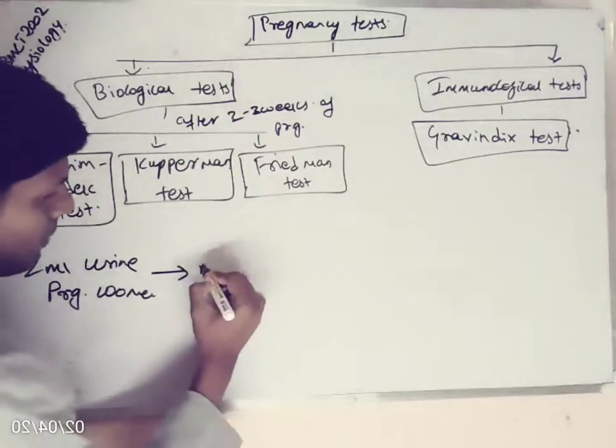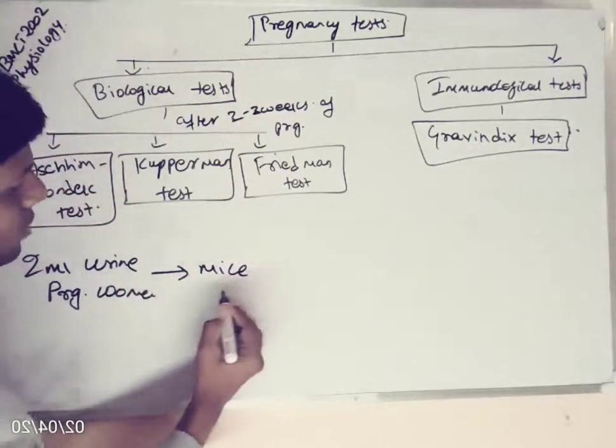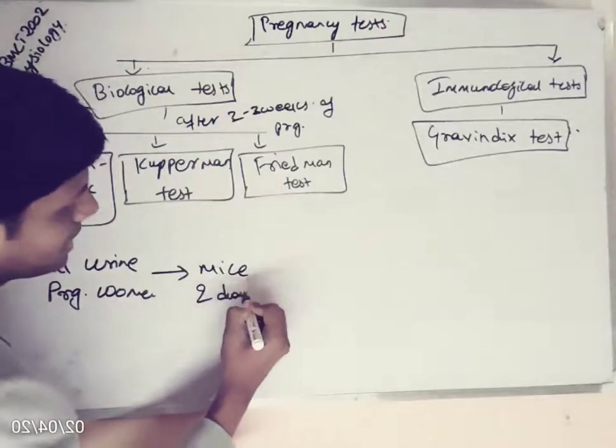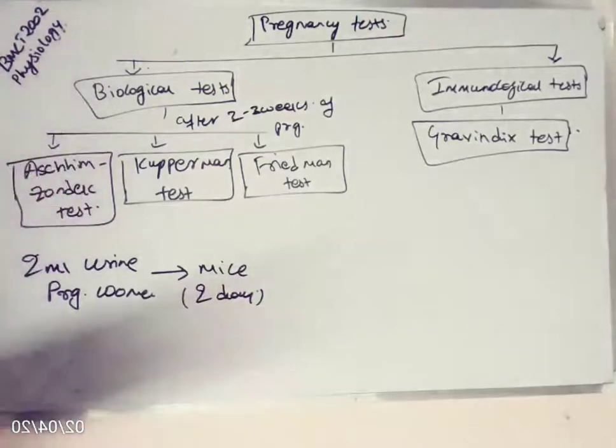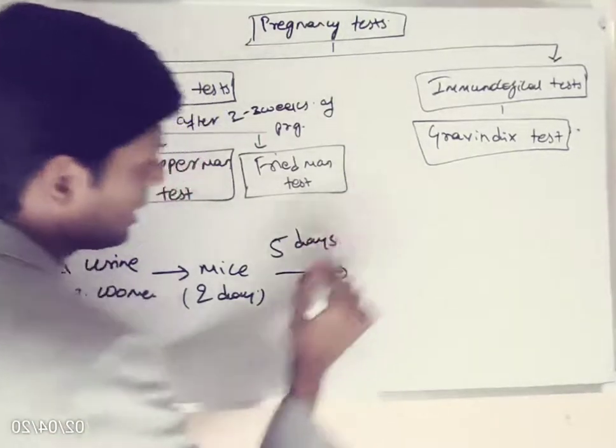2 ml of this urine was injected into mice for 2 days. So for 2 days he injected this urine into mice. Then he waited for 5 days, for the mice to live for 5 days.